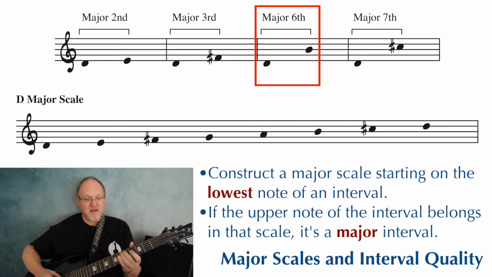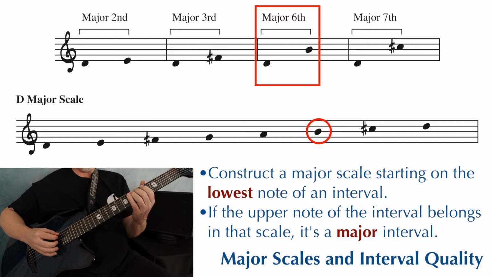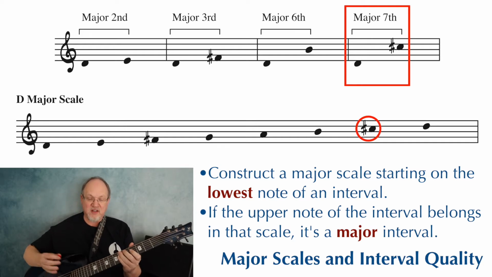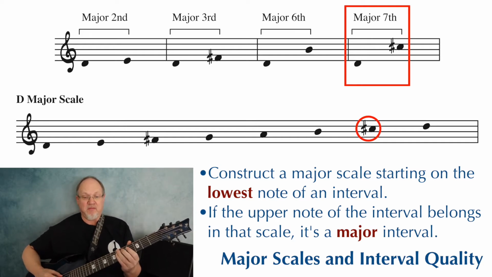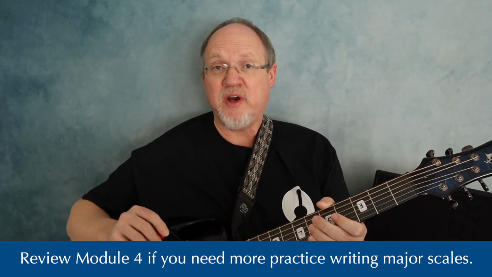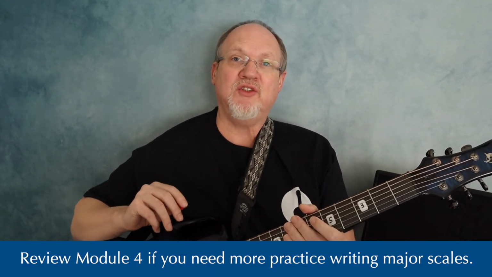D to B is a sixth, and this is a major sixth because B belongs in the D major scale. And that C sharp also belongs in the D major scale, so D to C sharp is a major seventh. And if you need more practice writing your major scales, review Module 4.